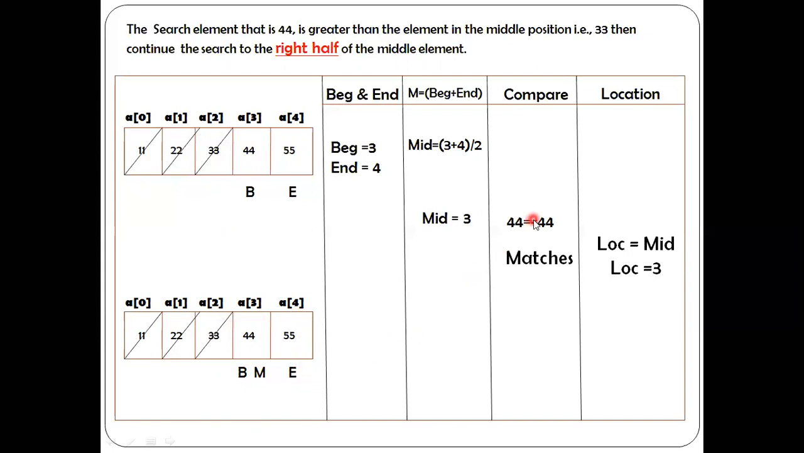Now again we'll compare the searching element with the middle element. Searching element is 44, and the middle element is also 44. 44 is equal to 44, condition true. Condition true means it matches. Then location gets the value, location gets changed. Location is equal to 3. After that it comes directly to the end, step 3.